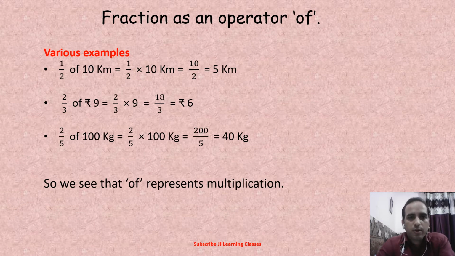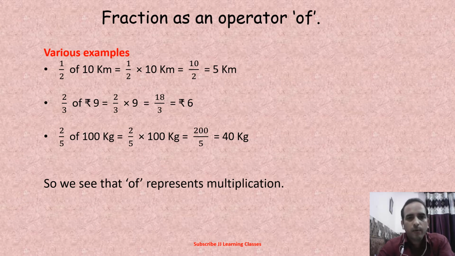Similarly, 2 by 3 of rupees 9, so 2 by 3 into 9 becomes 2 times 9, 18 upon 3, and the result is rupees 6. There is another way: you can cancel 3 and 9 by their HCF, the highest common factor between 3 and 9, which is 3. So 3 one times and 9 three times, then it becomes 2 times 3, which is 6.